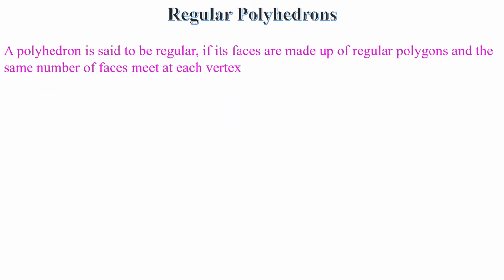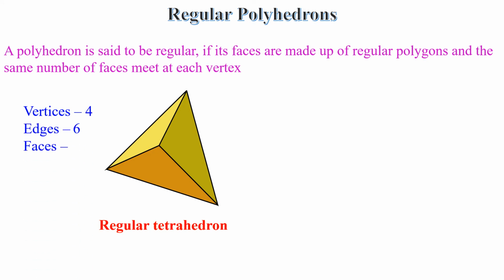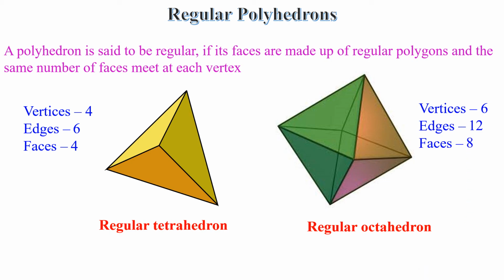Regular polyhedrons. A polyhedron is said to be regular if its faces are made up of regular polygons and the same number of faces meet at each vertex. This is an example of a regular polyhedron. This is a regular tetrahedron. Vertices 4, edges 6, faces 4. Similarly, this is another example of a regular polyhedron. The name of this shape is a regular octahedron. The number of vertices is 6, edges 12, and faces 8.